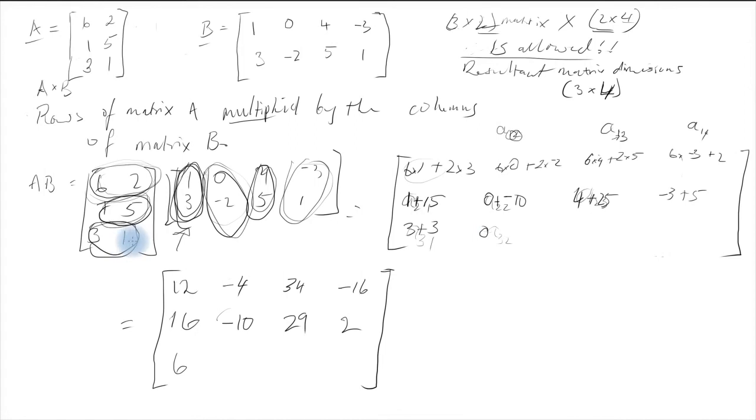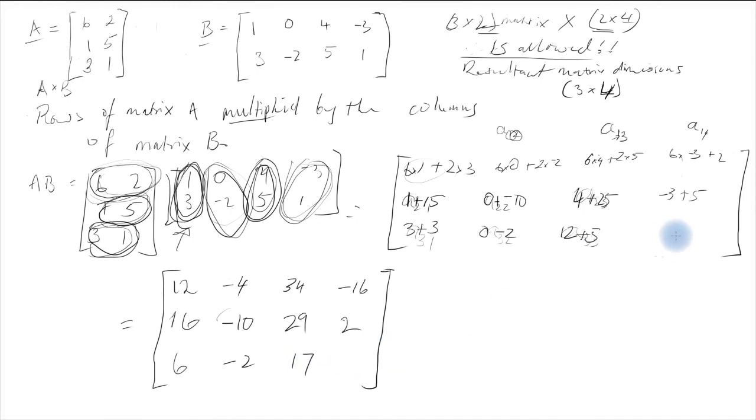1 times minus 2 is minus 2, so that gives minus 2. Nearly done. This one is A33, so third row, third column. Whoops, third column's here. So 3 times 4, 12. 1 times 5, 5 gives 17.